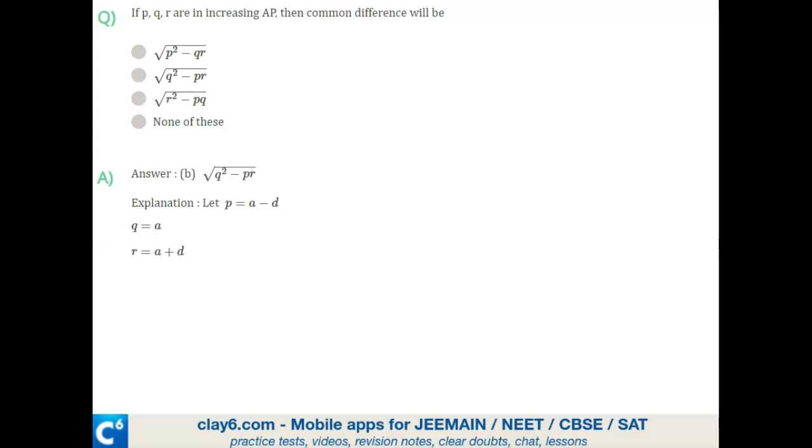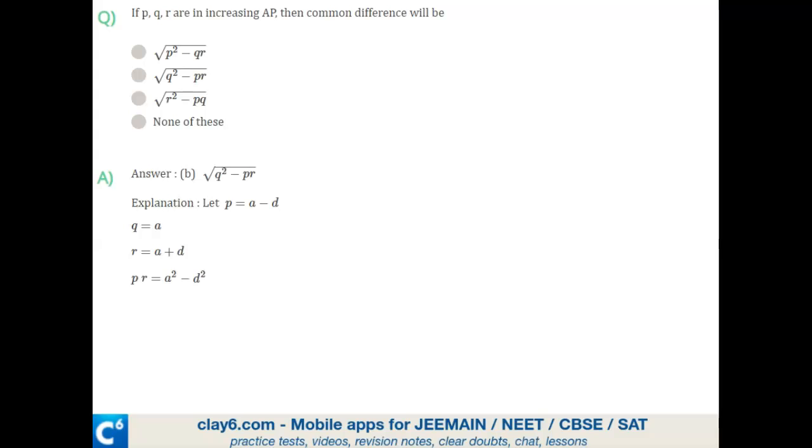So what we do is we try out different things. We have to continue. We multiply P and R and we get A square minus D square, because the hint is that there are squares in the other 3 options. So let us see if we can get squares somewhere. A square is Q square because A equals Q.